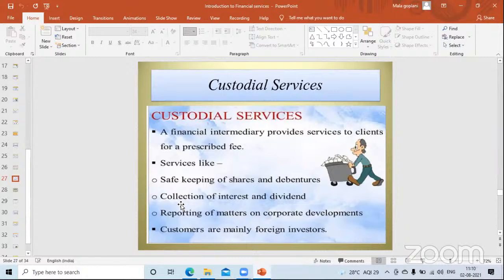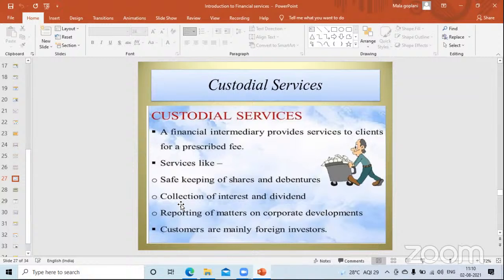A financial intermediary gives you services. Like they will keep your shares, debentures, diamonds, jewelry, and everything safe with themselves. Ownership is yours. You can take it back at any point of time, whenever you need. But then it is safely kept with those financial intermediaries. It can be shares, it can be debentures, it can be papers, important documents of properties, it can be your jewelry, anything which is very precious to you.